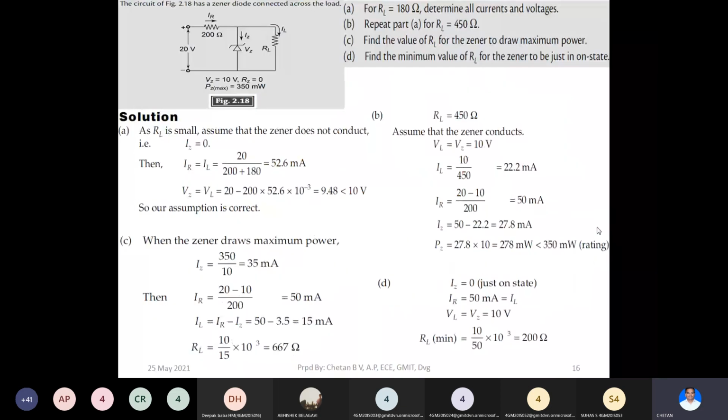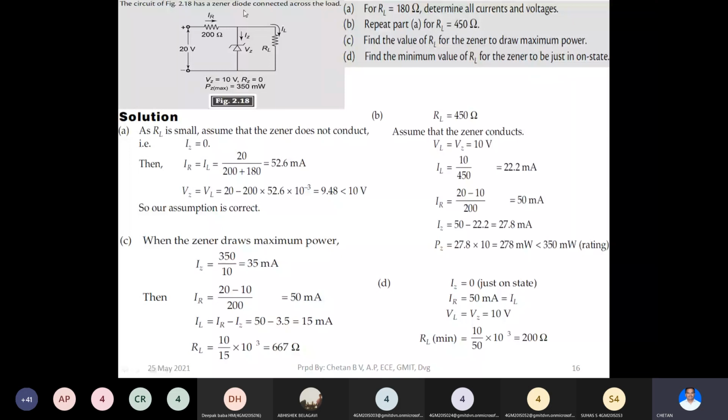Getting back to this PPT, now let us solve some numerical problems. The first problem you can see on your screen. The circuit of the figure, this is the figure number. This circuit I have directly taken from the textbook, so I am maintaining the same number for this diagram. A Zener diode is connected across the load, right? So this is the Zener diode. This is the load RL.